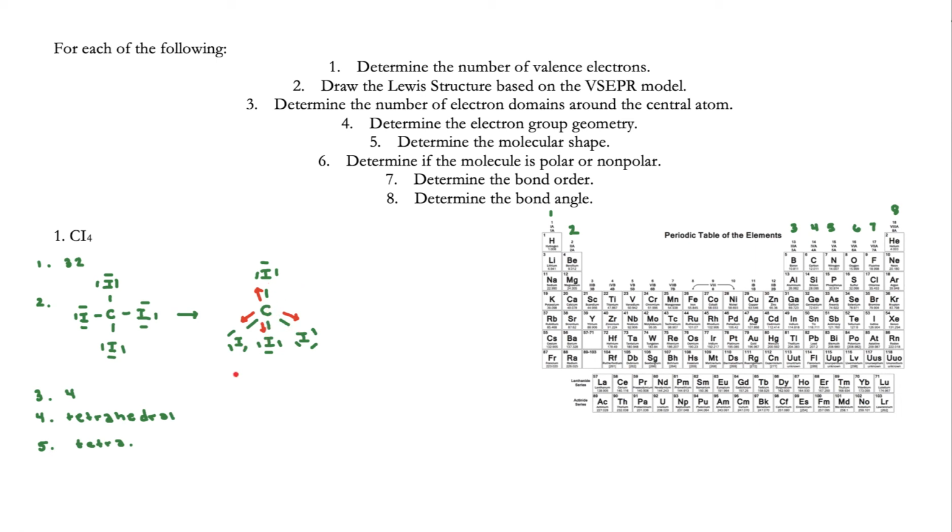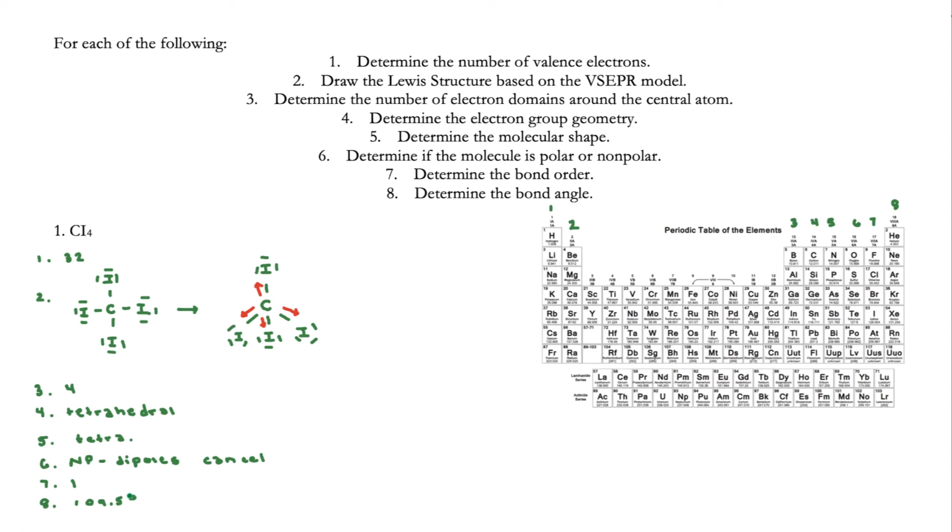All right, so looking at this, or imagining a tug of war, these would all cancel. Your carbon would not move. So that means that your molecule is going to be non-polar. And the reason why we say that is that your dipoles cancel. All right, to determine the bond order, notice all of the bonds that I have here are single bonds, so the bond order is 1. And then finally, the bond angle for a tetrahedral shape, right, is going to be 109.5 exactly.